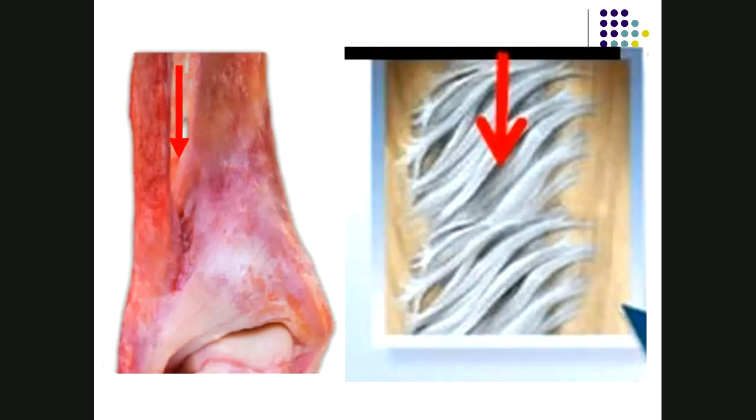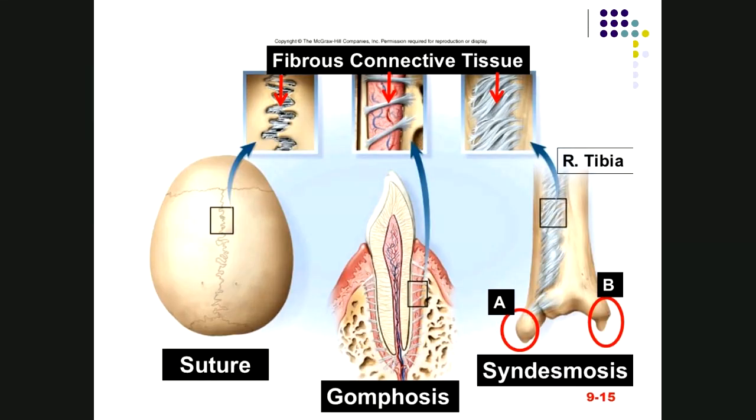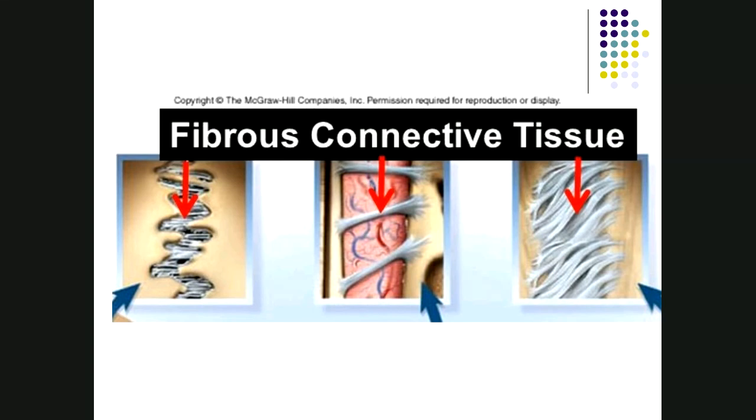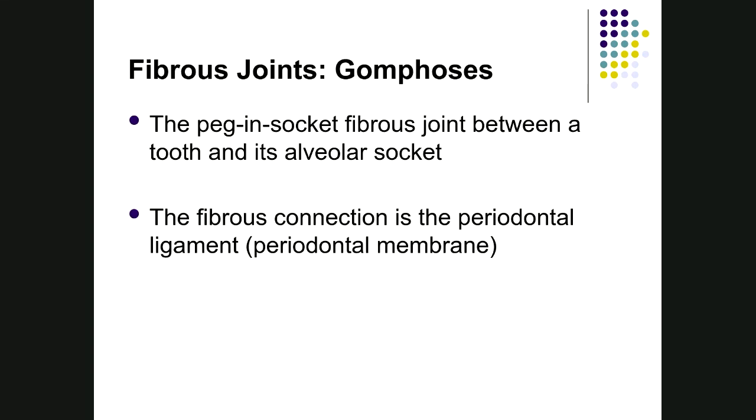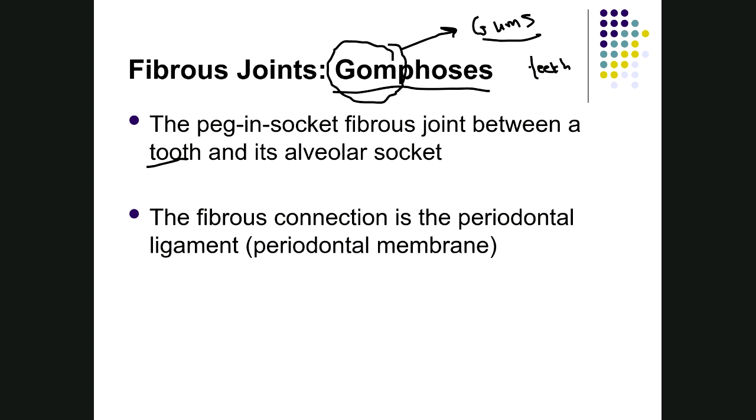So, this is a syndesmosis. Let's look at the last one, and this is called a gomphosis. Well, if you look at the first three letters of this word, gom sounds a little bit like gum. And this makes it an easy way to remember, because where are your gums? They're where your teeth are. And this is where this joint is. It's between tooth and bone.